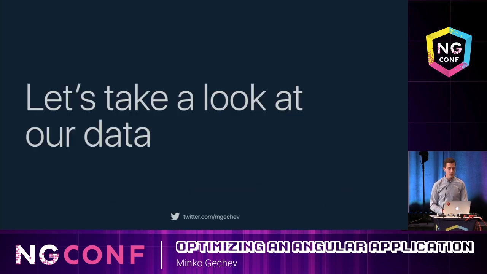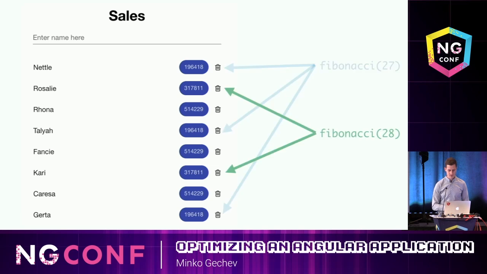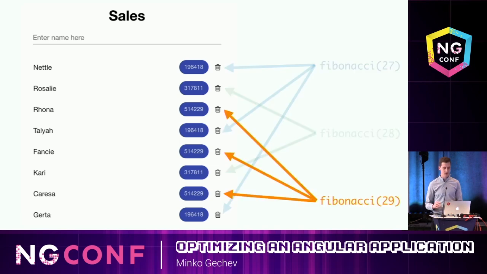But if we take a look at our data, we can see that we have basically values from a small range. So here we have Fibonacci of 27 several times. We have Fibonacci of 28 and Fibonacci of 29. And Angular is going to evaluate all these pipe expressions. So if it sees that we have several employees with numeric value of 27, it is not going to reuse the value which it has already computed. It is going to recompute it every time.